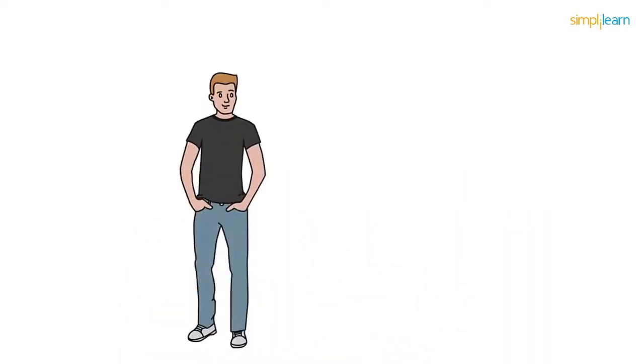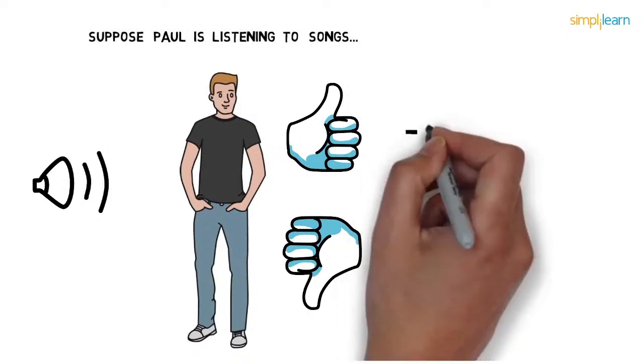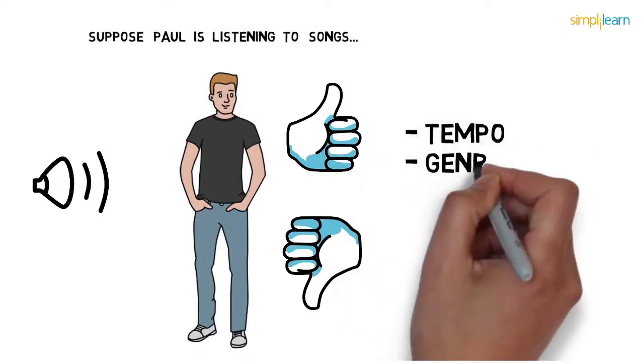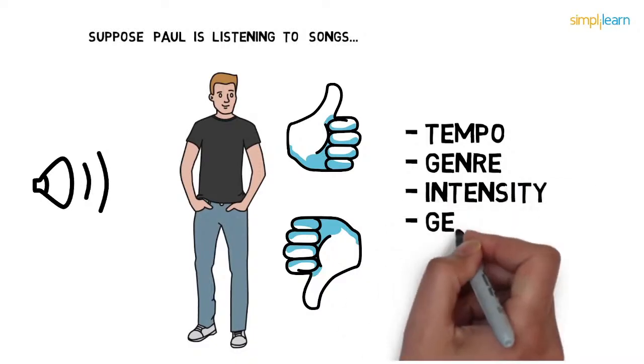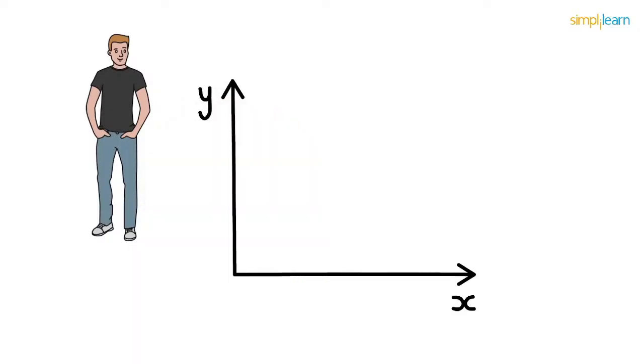So that's Paul. He loves listening to new songs. He either likes them or dislikes them. Paul decides this on the basis of the song's tempo, genre, intensity, and the gender of voice. For simplicity, let's just use tempo and intensity for now.